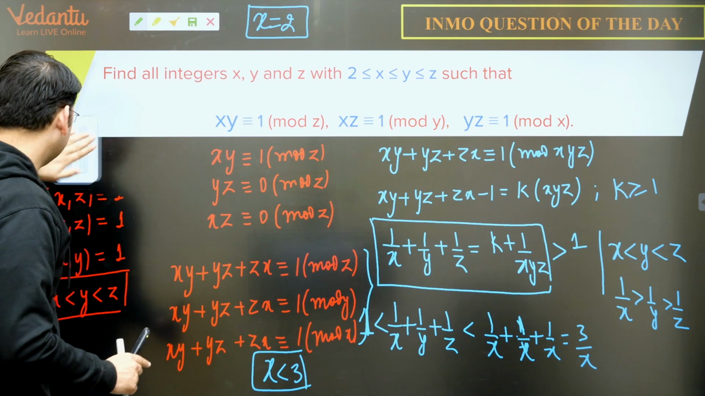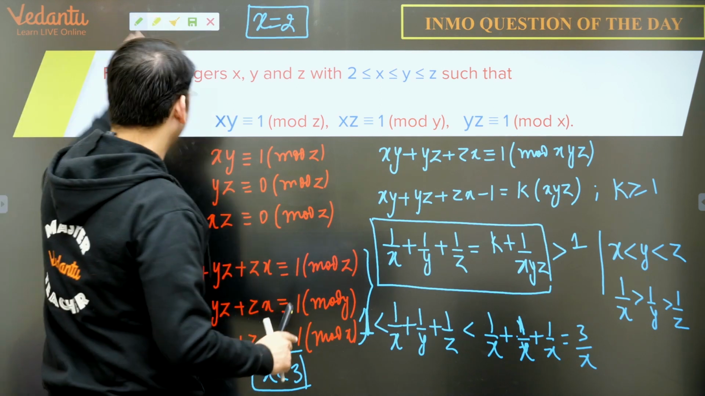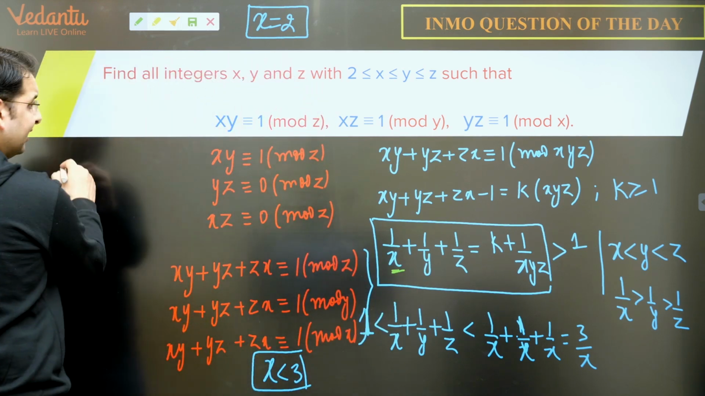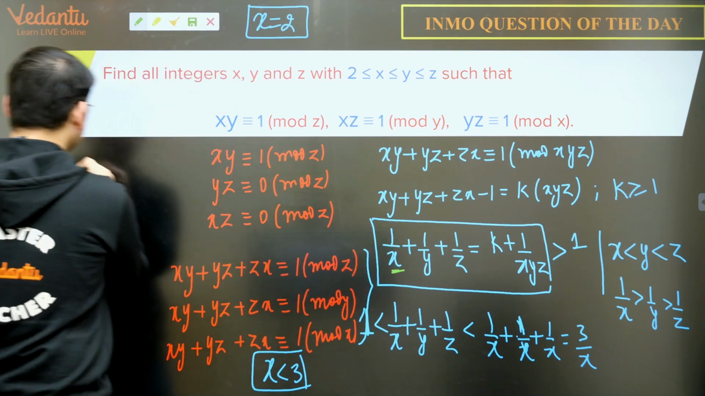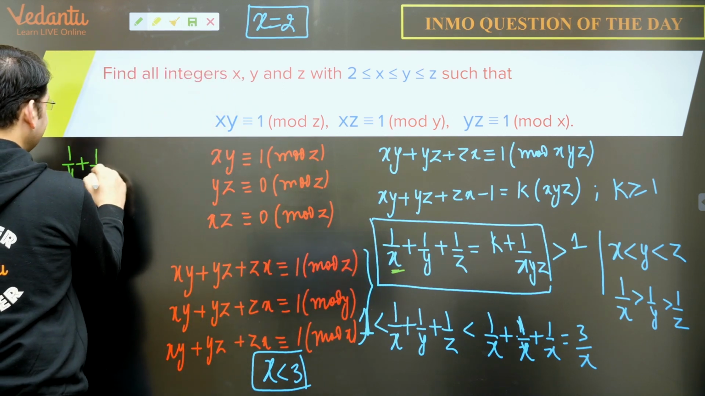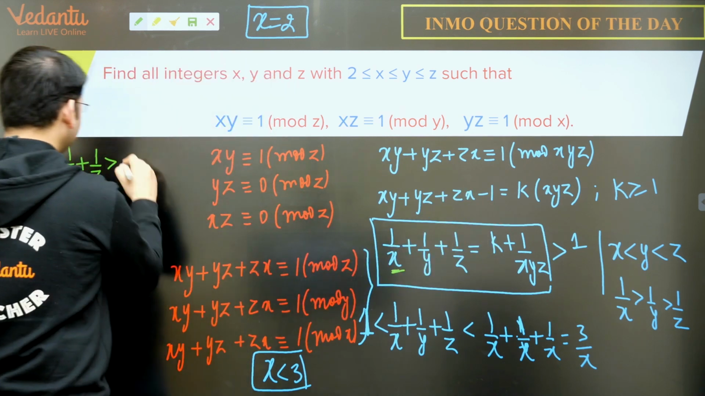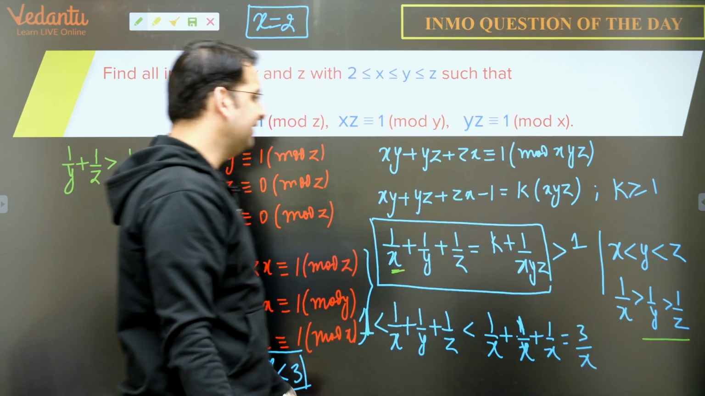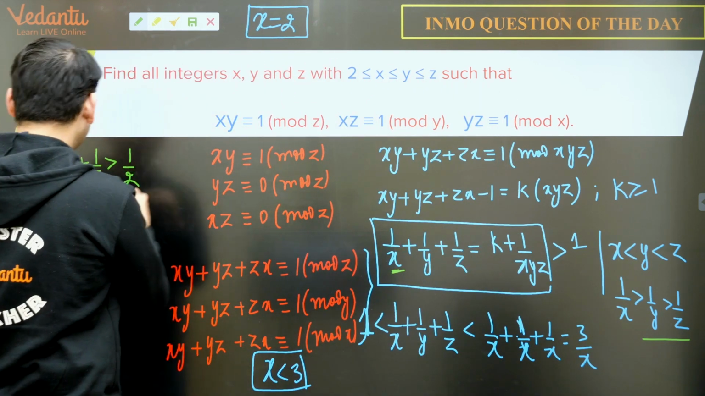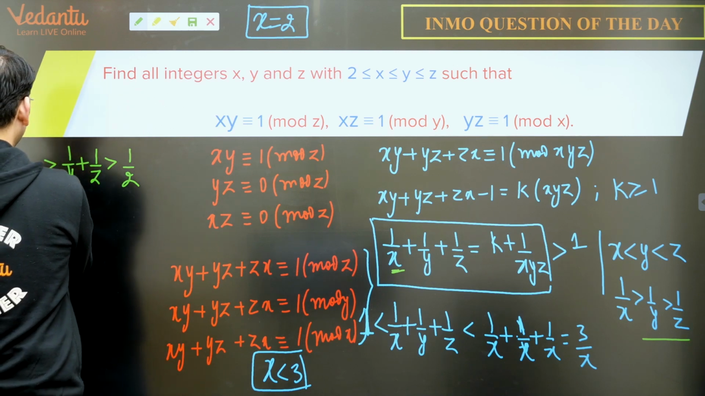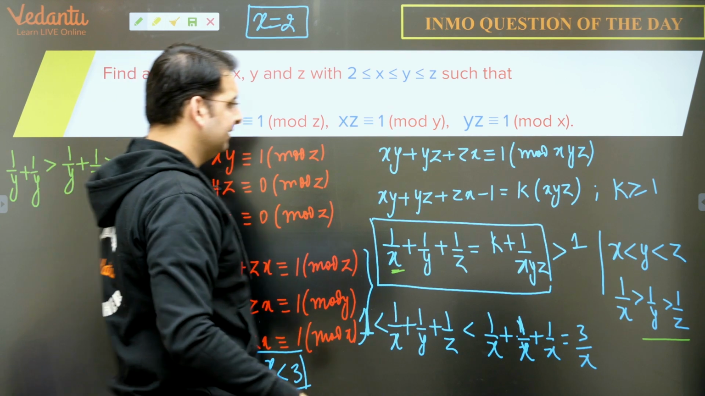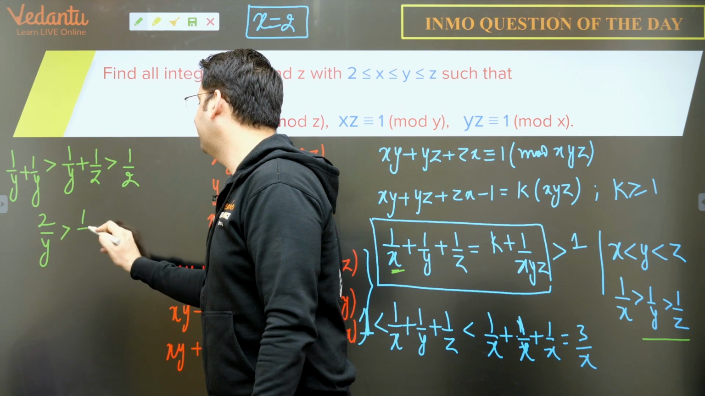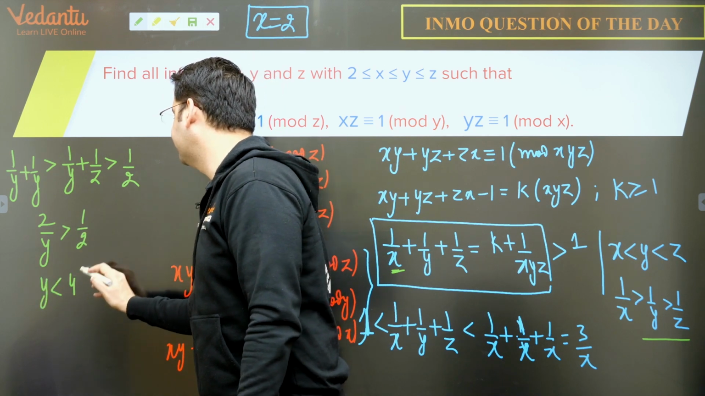So what we have, let me raise this. If x is 2, then if I put 2 here, I get 1 upon y plus 1 upon z is greater than 1 minus 1 by 2, that means 1 by 2. And now I can use the same thing. Because we know that 1 upon y is greater than 1 upon z, this will definitely be less than 1 upon y plus 1 upon y. So 2 upon y is greater than 1 upon 2. So that means y is less than 4.